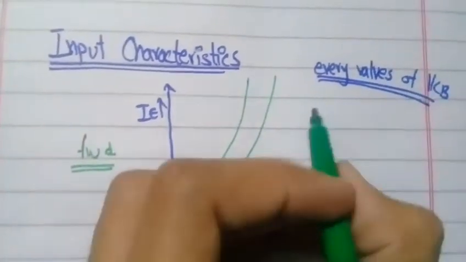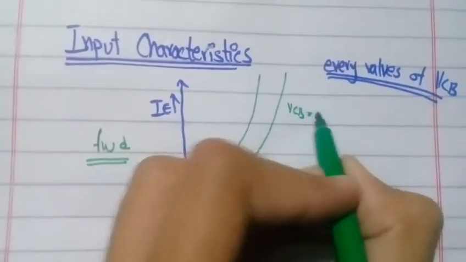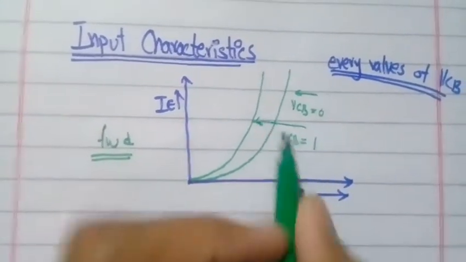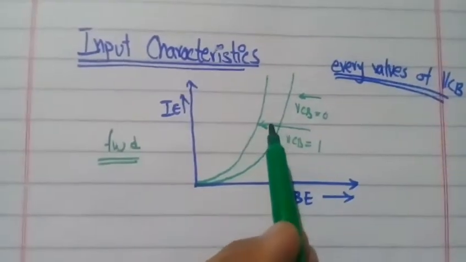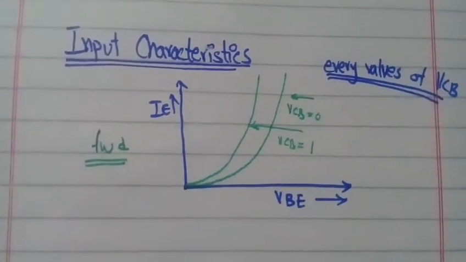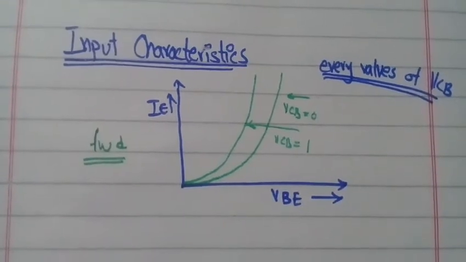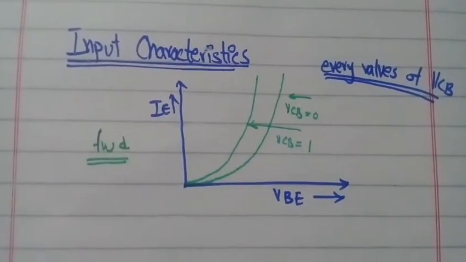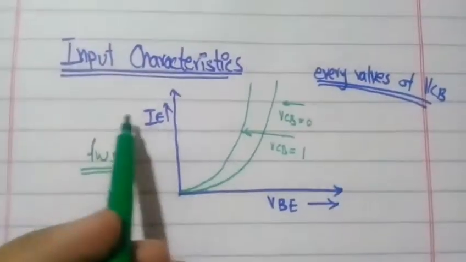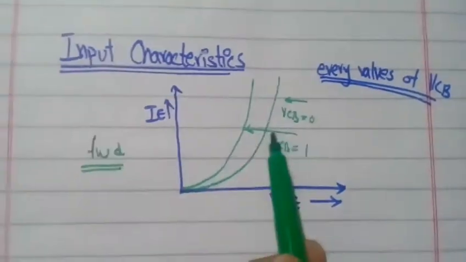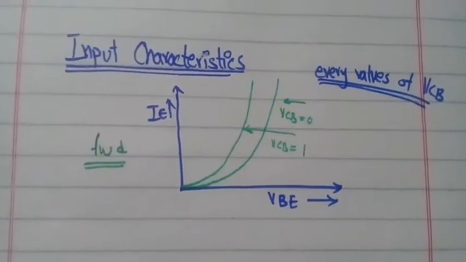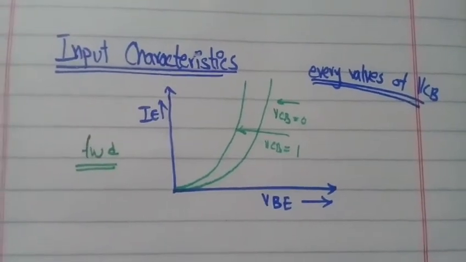For every value of VCB, let's say VCB equals 0, VCB equals 1. As VCB increases, this graph tends towards IE, because the collector-base junction is reverse biased, so it behaves as an open circuit, with a high depletion region. All the voltage will drop over there, so IE will be small, and therefore these lines tend towards IE. So guys, these are the input characteristics of common base configuration.